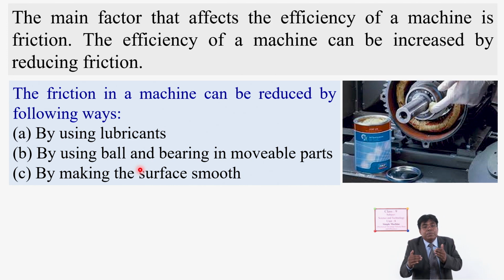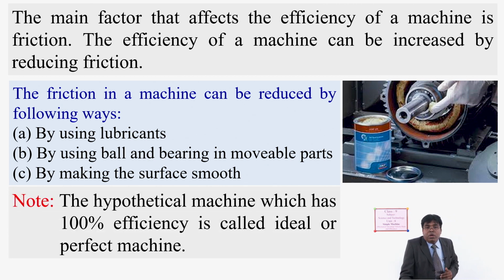It means if surface smoothness increases, in that case we are able to reduce the friction. So these are some ways to reduce the friction: by lubrication, by using ball bearings, or by making the surface smooth, we can reduce the friction. And if friction is reduced, obviously efficiency will be increased.